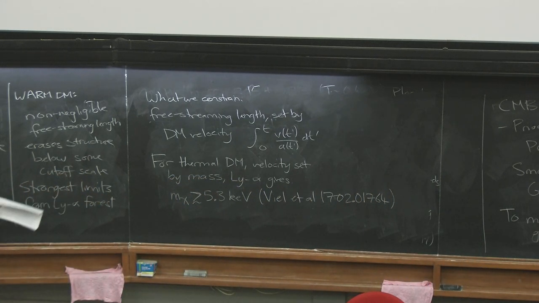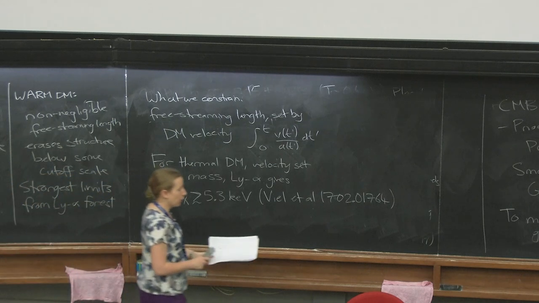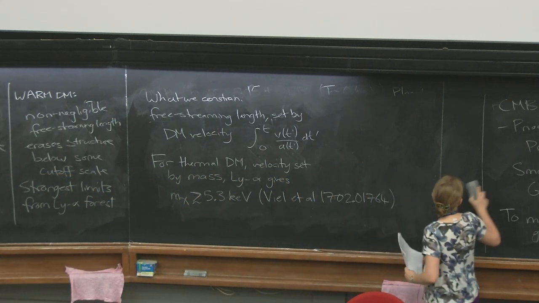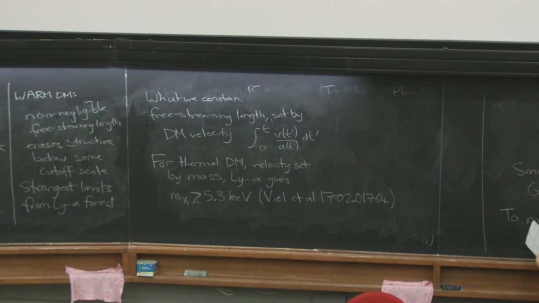Okay, so that's one constraint from structure formation. We can effectively constrain how fast the dark matter is going. It's consistent with going very slowly. If it's going too fast, we can set bounds. There are other limits that we can set as well.